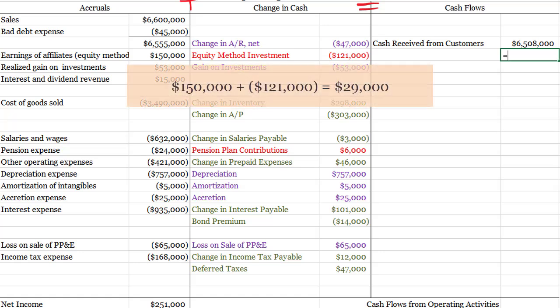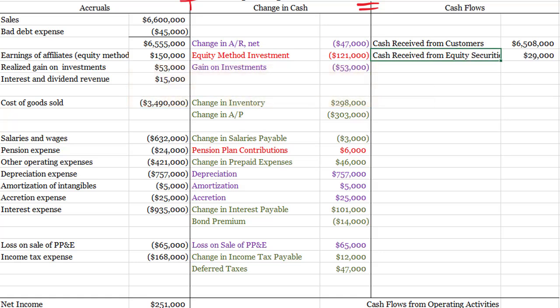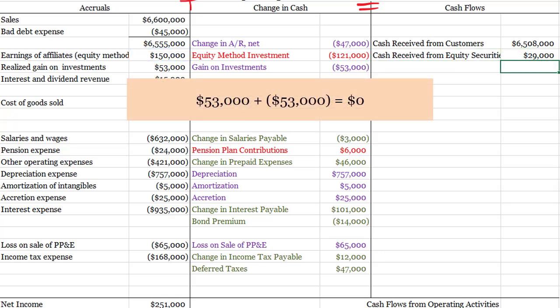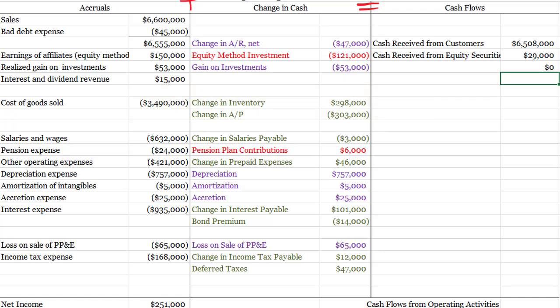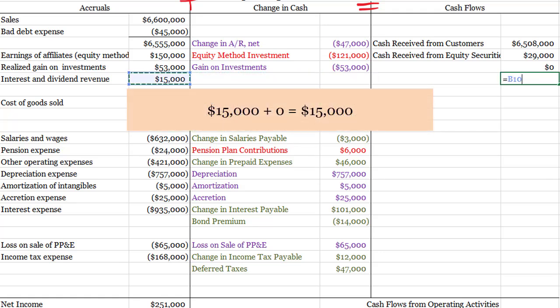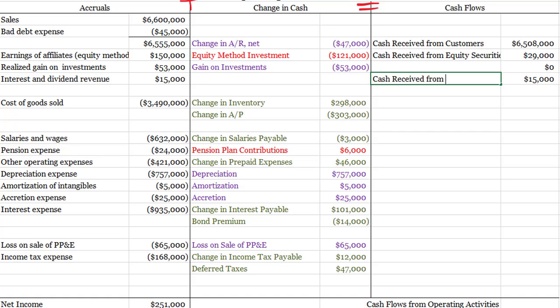For the equity method, and I know we did this in the past, but I deleted it so we could do it again. This is our cash received from equity securities. It's the dividend. We showed an earnings number of 150, but we only got dividends of 29. So this conversion took us from the accrual that we showed because of our portion of their net income to what they actually gave us in cash. The gain goes away because I show the actual cash flow down in investing activities below. Interest, dividend, and revenues, there's no change there, which means that the accrual is the same as the cash flow. So cash received from interest and dividends is $15,000.